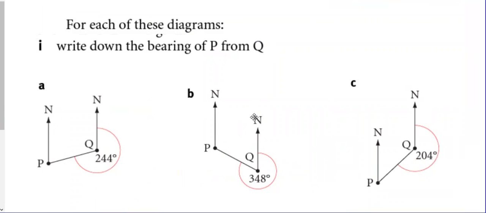Yes. We are given this question, but in this question you are given the diagram already, and you are given the angles already. So what are the questions? Let us see. For each of these diagrams, how many diagrams are there? We have 1, 2, 3 diagrams. For each of these diagrams, write down the bearing of P from Q.